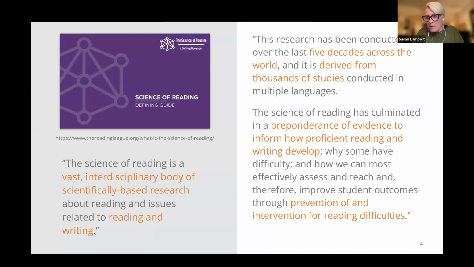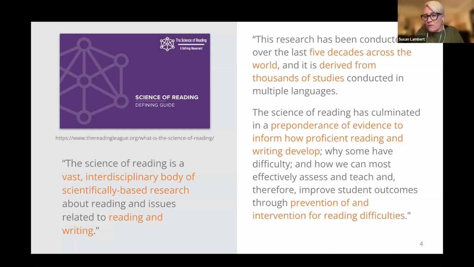And this research has been collected for over 5 decades. So we're not talking about new research. We're talking about research that started, and we continue then to validate that and move that research forward. Thousands of studies, multiple languages. So this is not a United States thing or an English speaking thing. We really look for a preponderance of evidence.